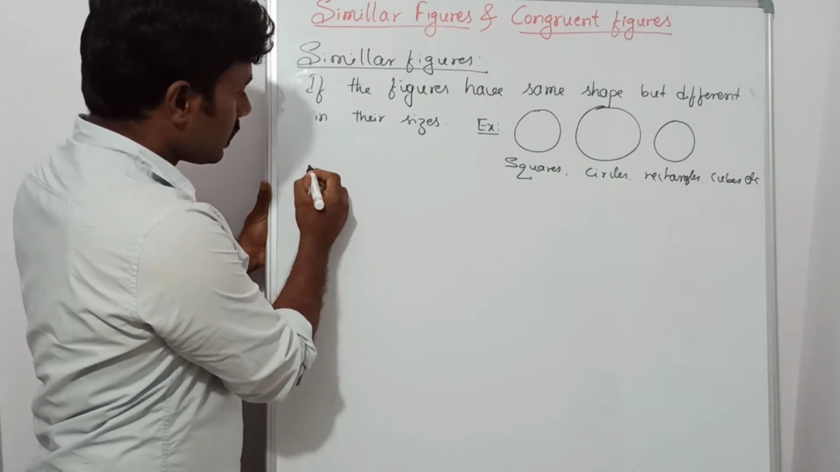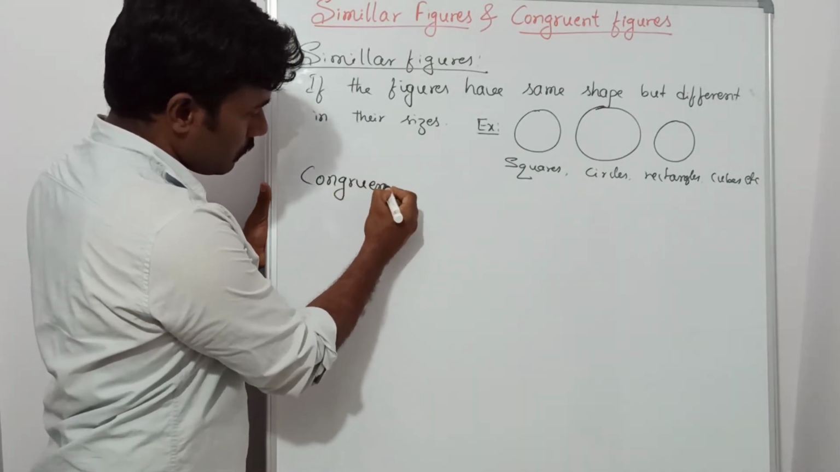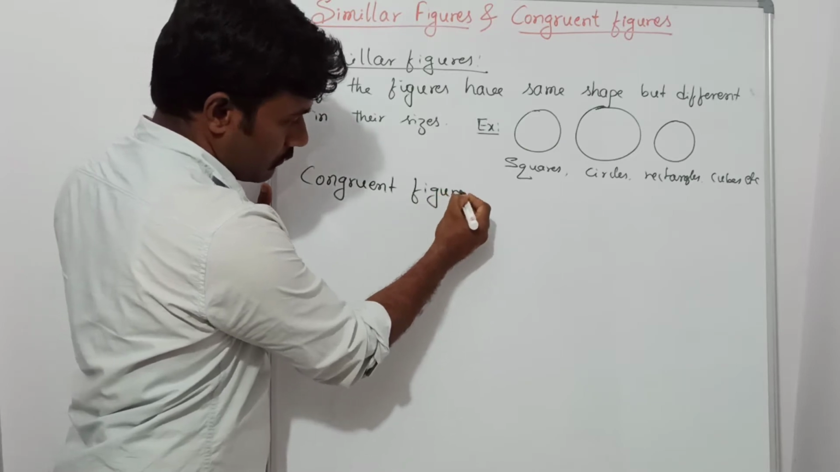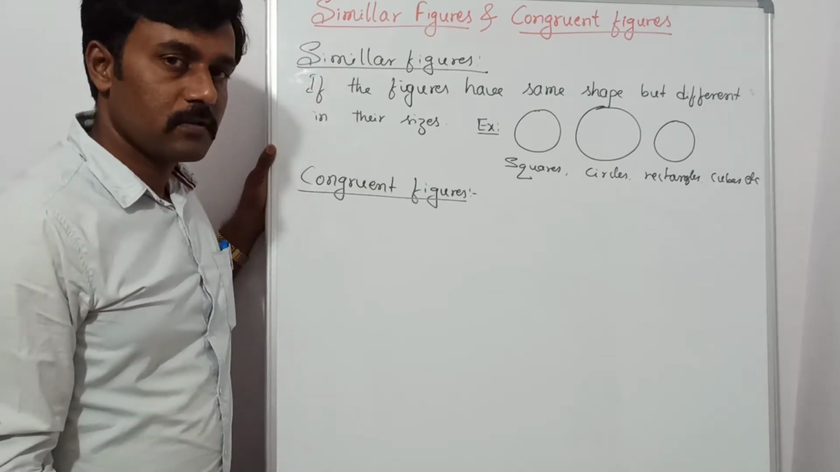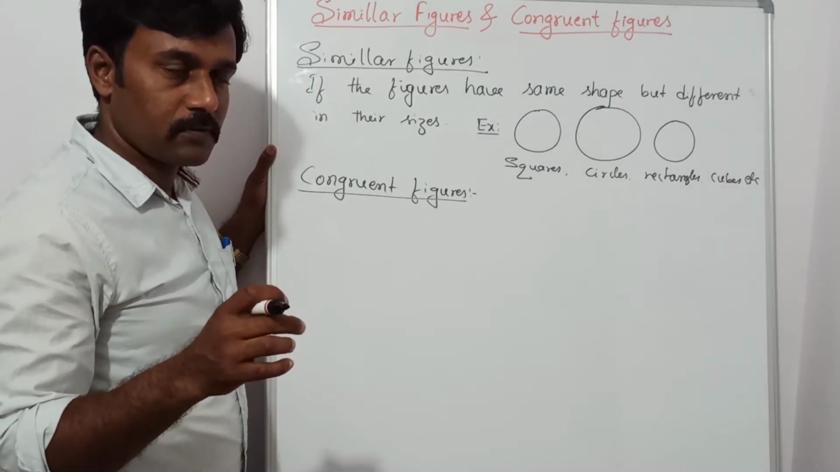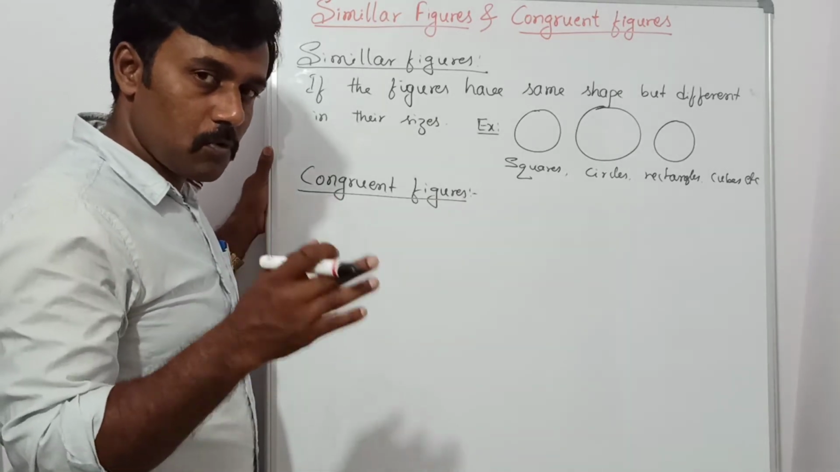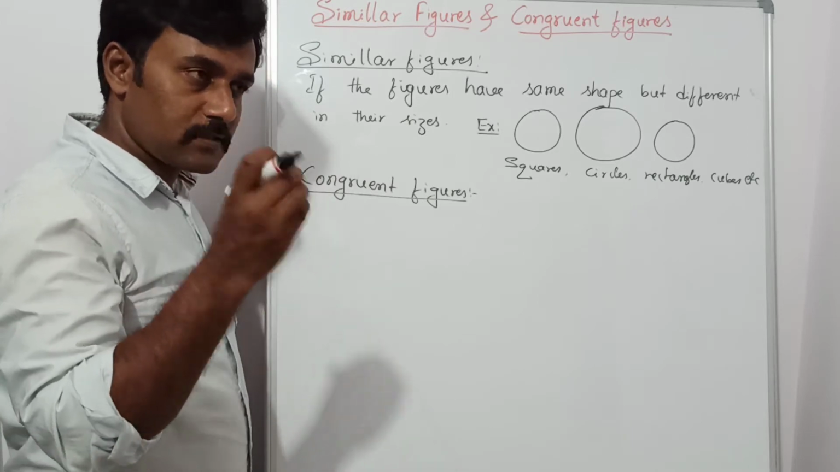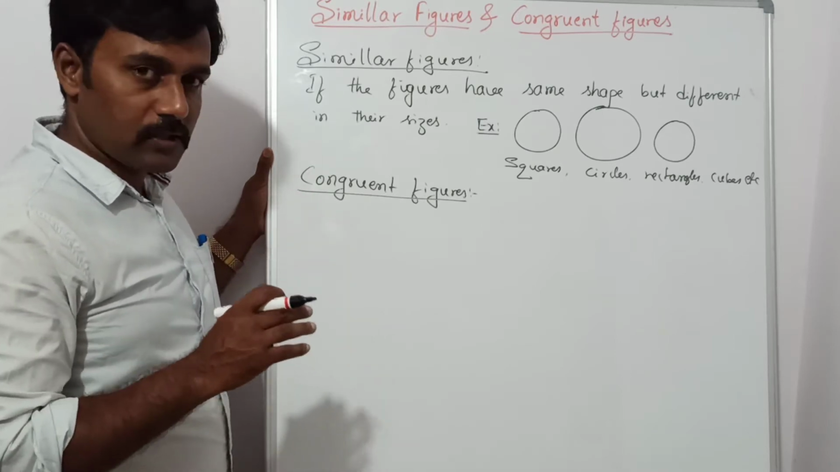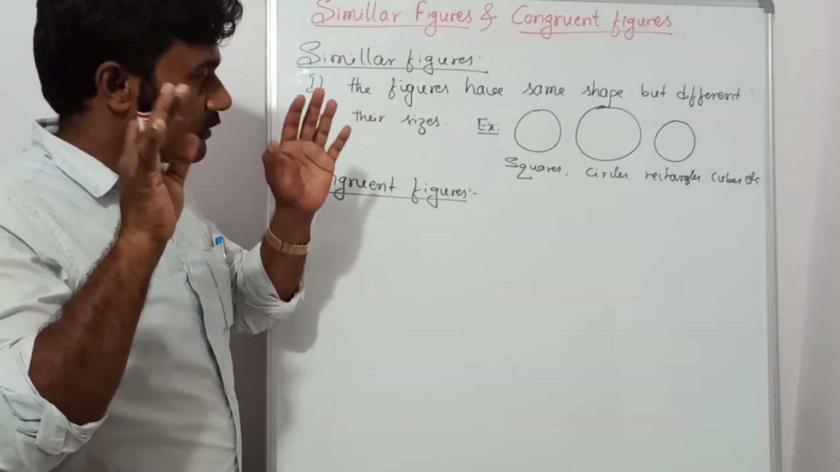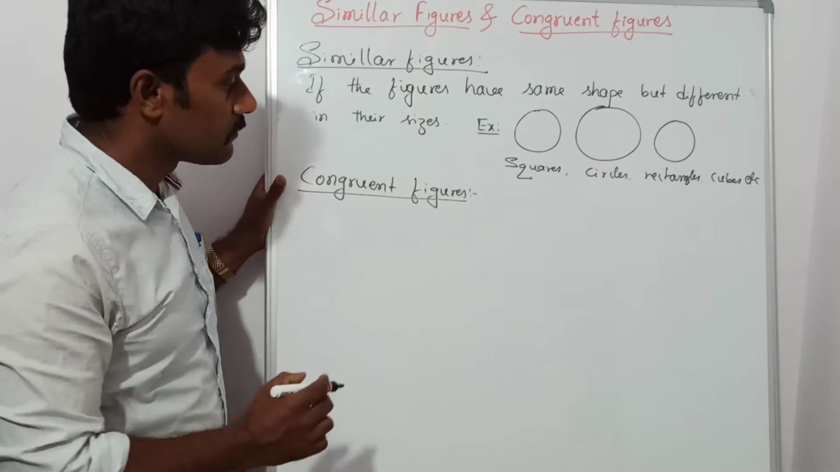In the same way, congruent figures. If the figures have the same shape and the same size also, if the figures have both the same shape and the same size, then the figures are congruent figures. They look exactly the same. That kind of figures are called, or belong to, congruent figures.